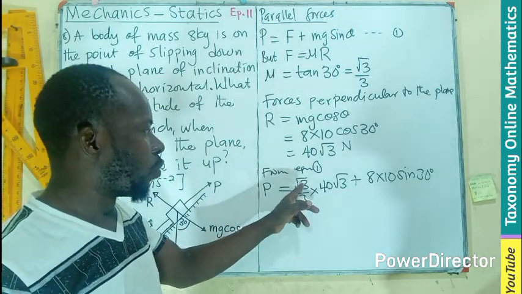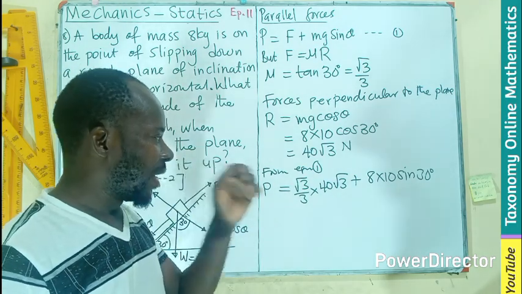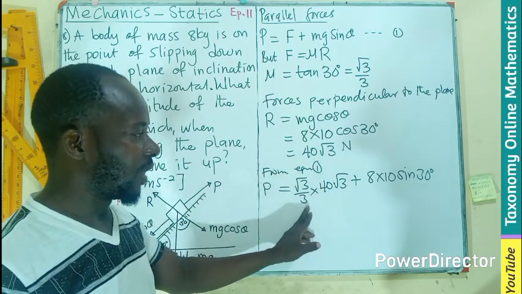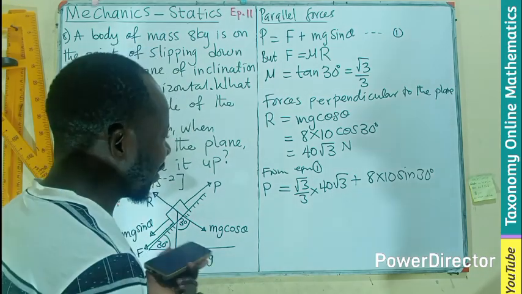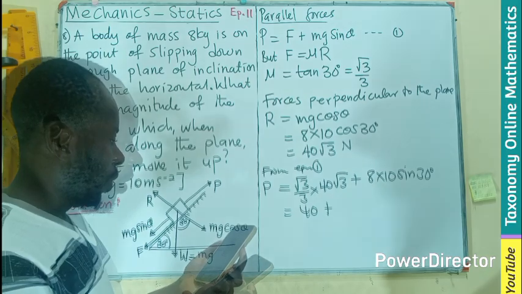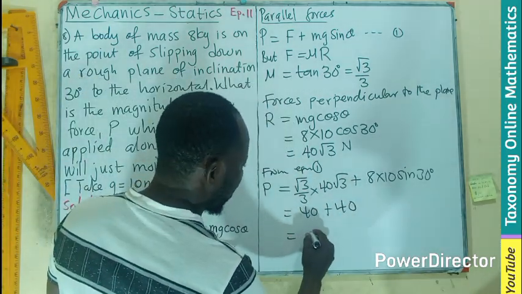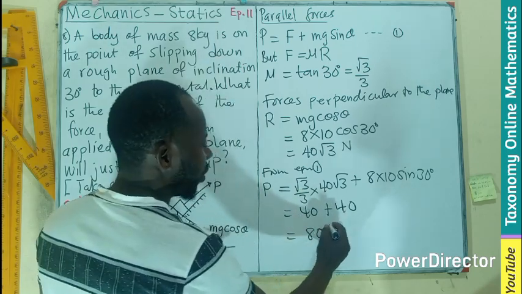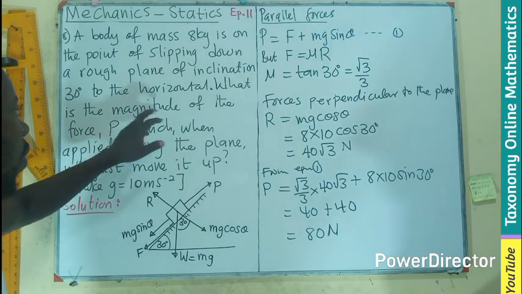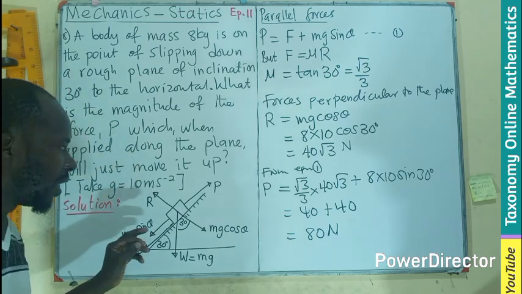Multiplying root 3 by root 3 gives root 9, which is 3. And 3 times 40 divided by 3 will be 40. So we have 40 here. Then let's add the other term: 80 sine 30 will also give you 40. When you put that together, you should have 80 newtons. So the magnitude of the force P, which when applied along the plane will just move the body up, is 80 newtons.